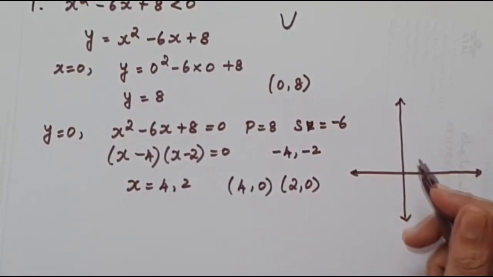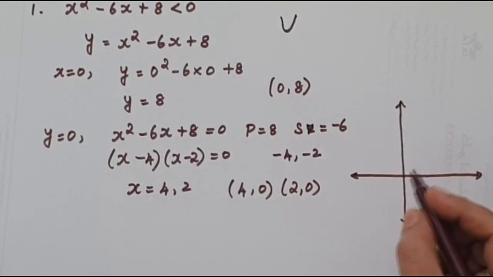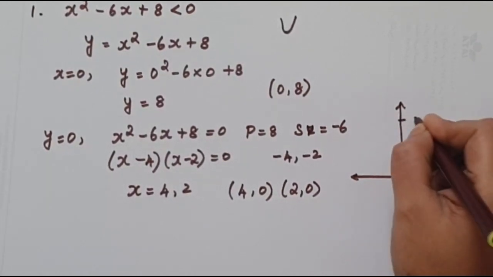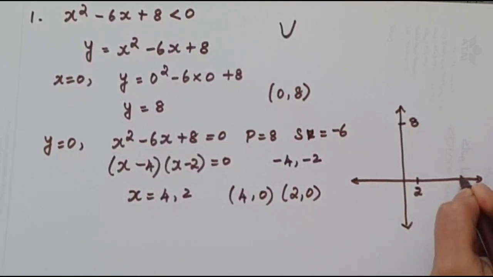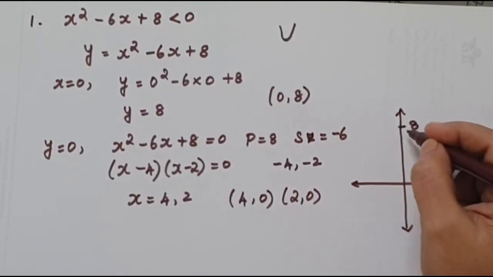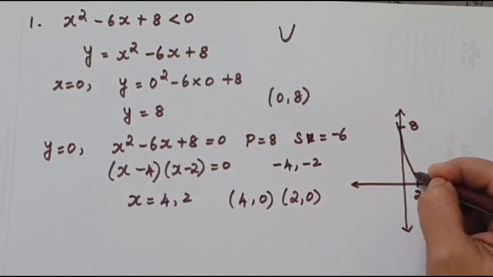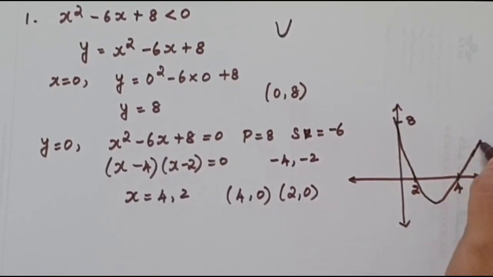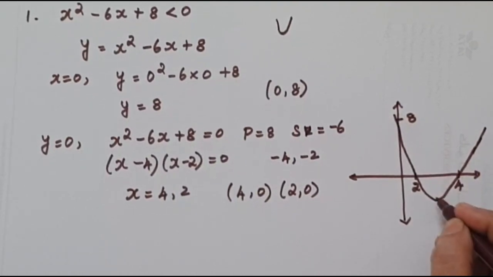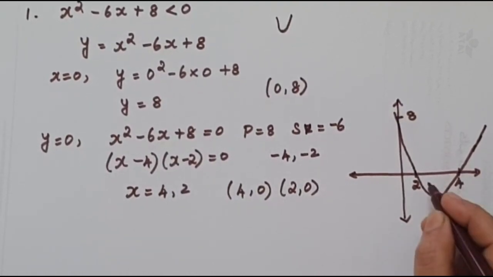With these 3 coordinates, we can draw the graph. That is, this point will be (0, 8). This point will be (2, 0). And this point will be (4, 0). So when we draw a graph, we'll just draw. We are not interested in finding the vertex because we are only going to solve our inequality right now. So without the vertex, we have drawn a graph.